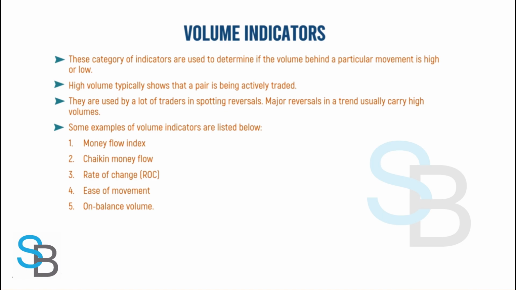Some examples of volume indicators are listed below. We have the money flow index, the Chaikin money flow, the rate of change, which is the ROC indicator, the ease of movement, and the on balance volume. These are all types of volume indicators.